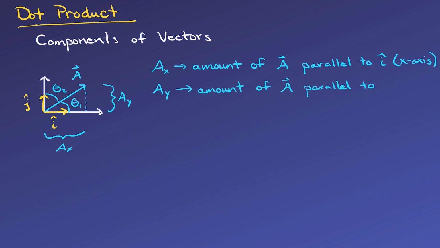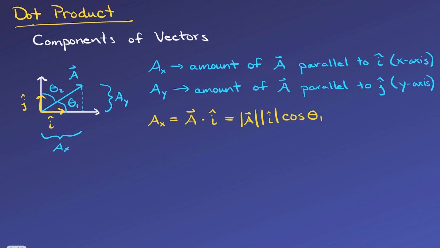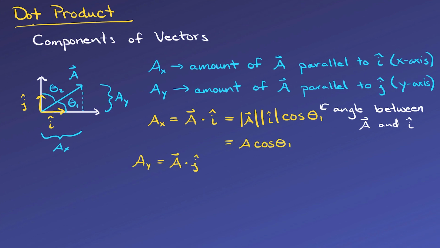If ax is the amount of a parallel to i hat, then we can write ax as the dot product of a and i hat. This would give us the magnitude of a times the magnitude of i hat, which is just 1, times cosine of the angle between them, which I'll call theta 1. This matches what we would normally get when finding ax the way we're used to.